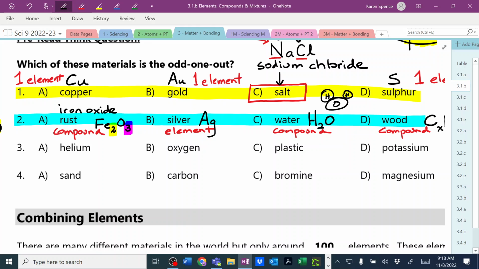Yeah. What is the symbol for helium? He. Is that an element or is that a compound? That is an element. Just helium atoms. Yes. Yeah, for sure. What is the symbol for oxygen? O. Is that a compound or is that an element? That's an element.